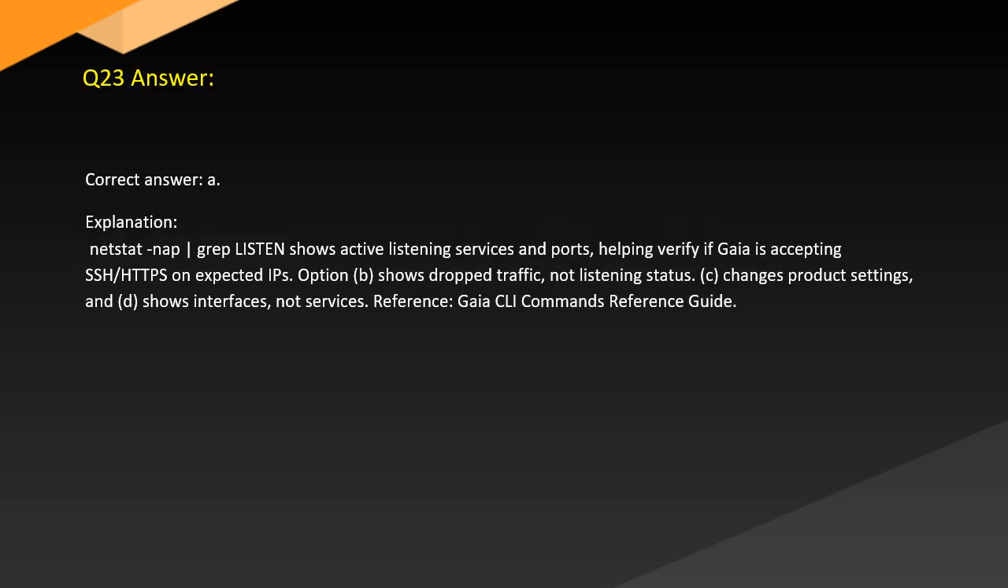Answer. Correct answer, A. Explanation. Netstat -nap | grep LISTEN shows active listening services and ports, helping verify if Gaia accepts SSH on expected IPs. Option B shows dropped traffic, not listening status. C changes product settings, and D shows interfaces, not services. Reference: Gaia CLI commands reference guide.